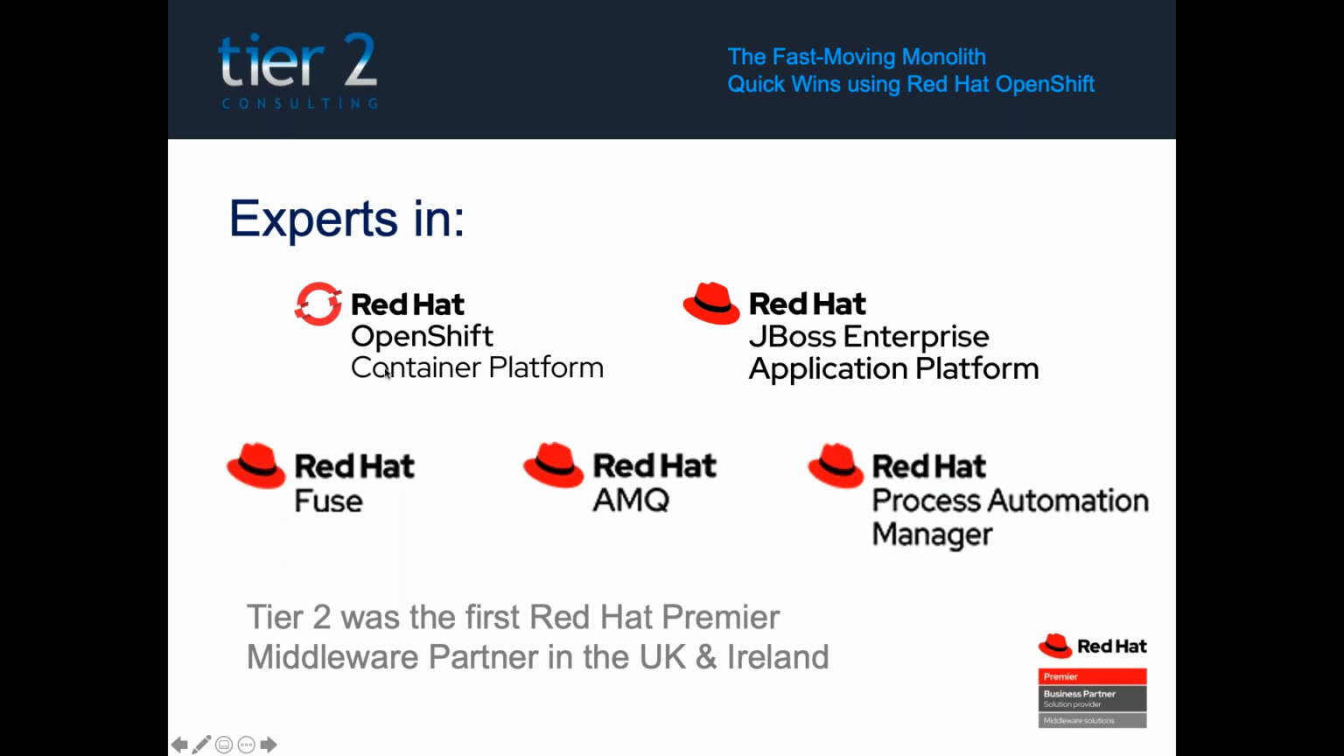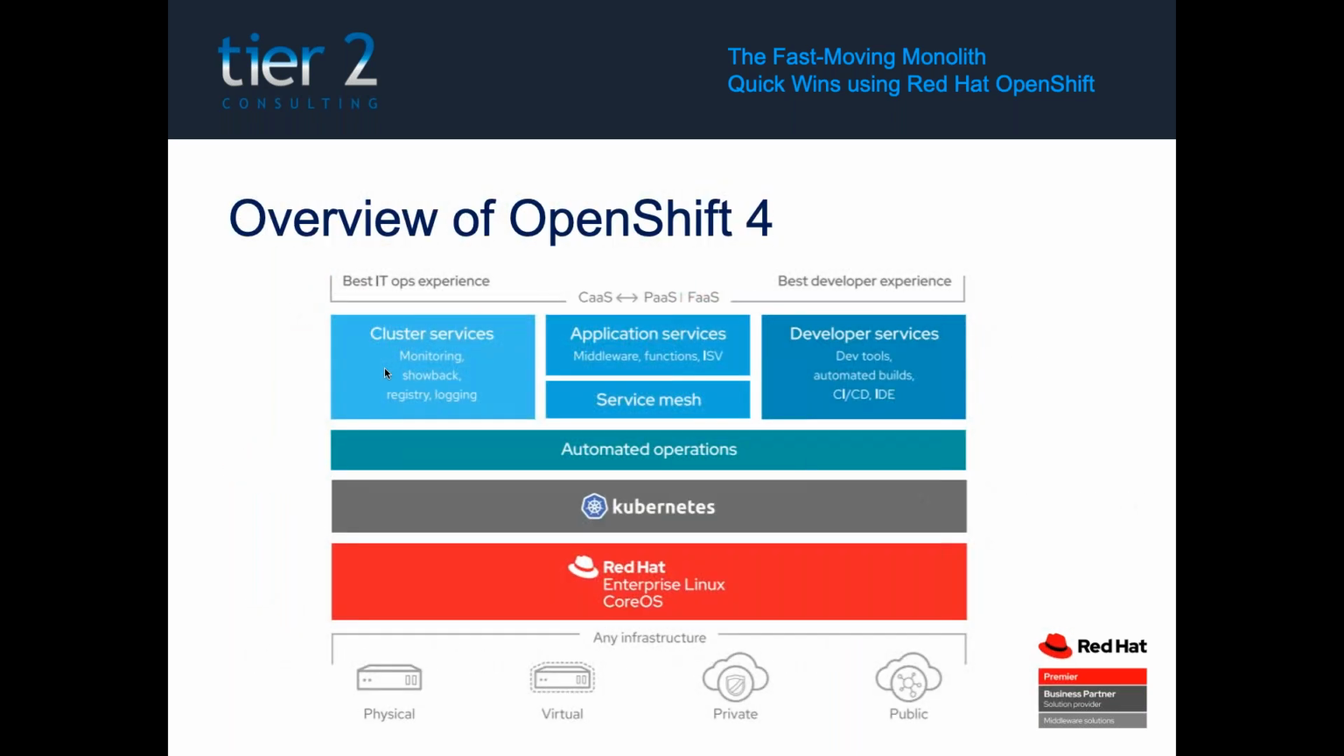Thanks, Andy, and morning, everybody. I'm going to give you an overview of OpenShift 4. Well, this is what it looks like. OpenShift 4 has now become the industry-leading enterprise Kubernetes platform. I should imagine that most of you on here already know a little bit about what OpenShift is or what it's designed to do. You can see from this diagram that it's a container platform designed to run on any infrastructure, whether that be physical, virtual, private or public cloud.